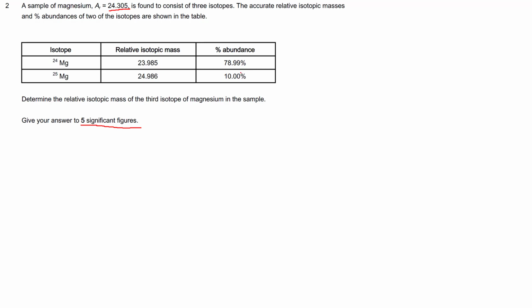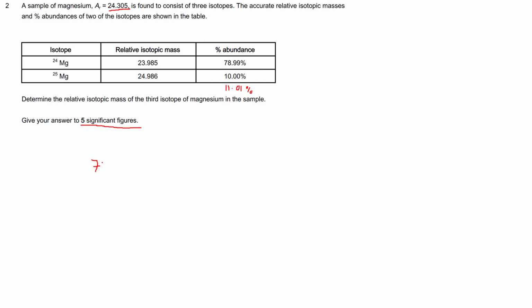The method is the same as before. Even though the numbers look a bit more decimally, doesn't matter. Same principles as before. So 78.99 and 10 gives you 88.99, which means that the unknown is 11.01%. Okay, that's the one we don't know. That adds up to 100, and again, it tells you there's 3 isotopes in total, only 2 are shown, so the third one must be 11.01.